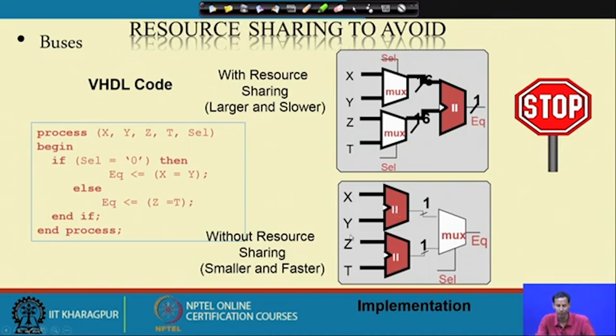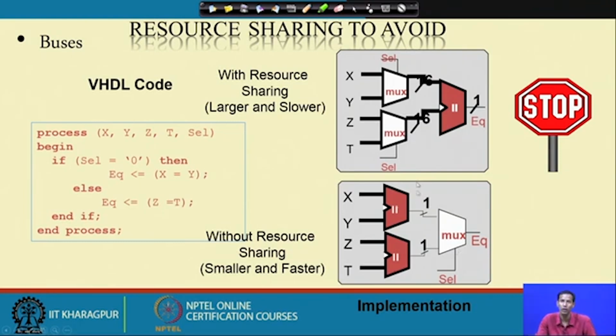If x, y, z and t are all 16 bit, at that time I need the comparison of these, and that will produce this 1, and then this goes to the mux. So that means this is without resource sharing, correct.